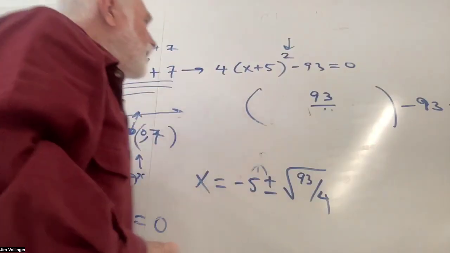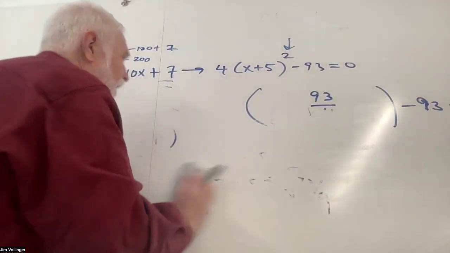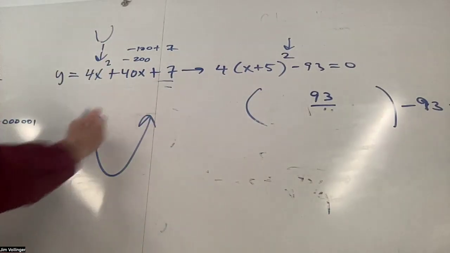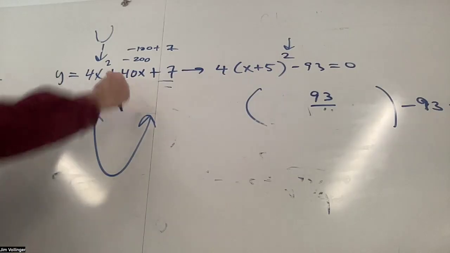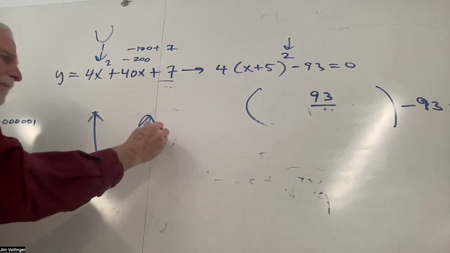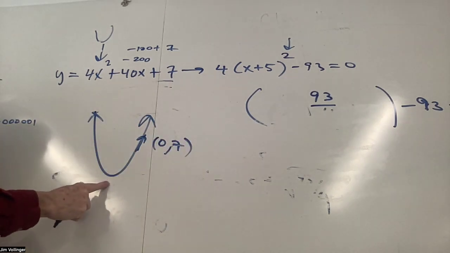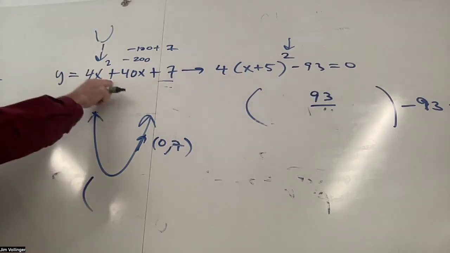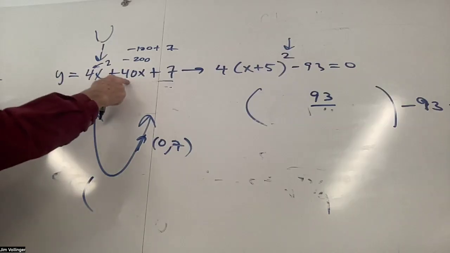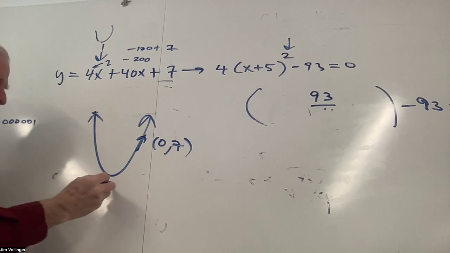Okay, so what do I do when I look at this? In my mind's eye, I take the shape. I look at the middle term, and I know I'm on the upside. So I immediately put 0, 7. That means I don't have to worry about this x. I know it's negative, so I don't have to worry about the pluses and the minuses. All I've got to do is double the 4 and divide it into 40, and that's 5. And I know it's to the left of 0.